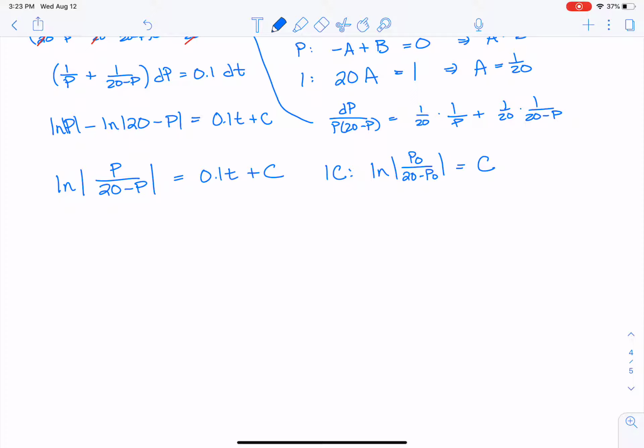Okay, so now I need to solve for p. So I need to do e to both sides. So I get that the absolute value of p over 20 minus p is equal to e to the 0.1t plus c, making sure that that plus c, of course, is in the exponent. Another way to write that is e to the 0.1t times e to the c. And so e to the c is actually just going to be p0 over 20 minus p0 times e to the 0.1t. So I'm going to substitute in for c there.